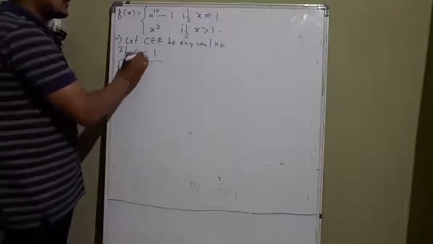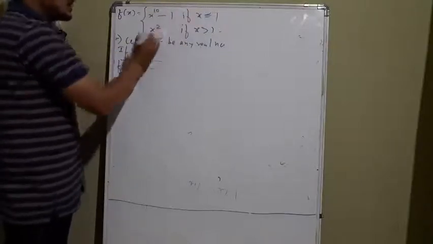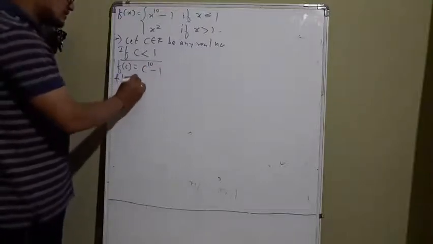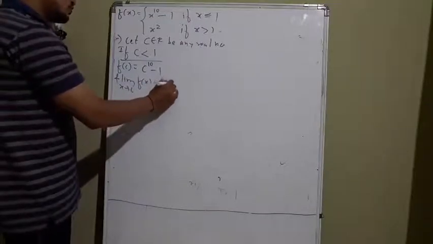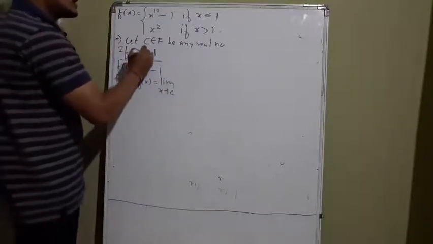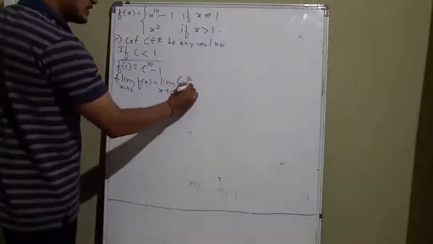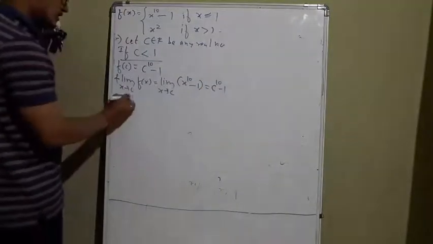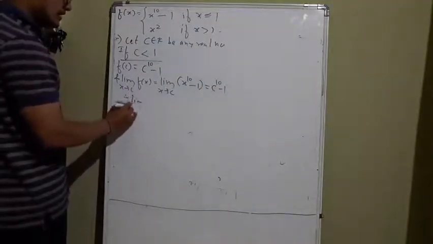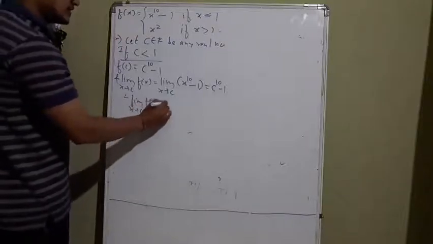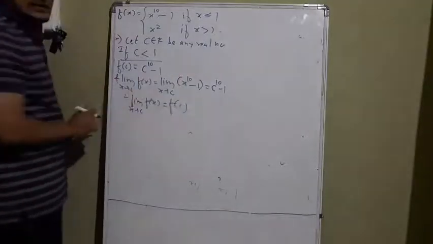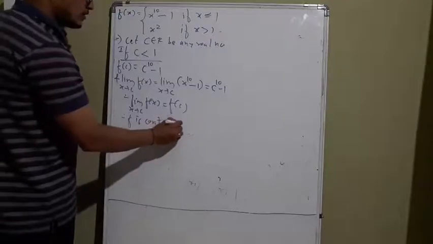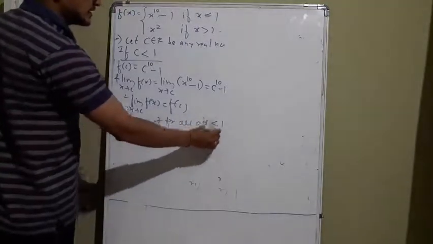So f of c is what? For less than 1 the function is x to the power 10 minus 1, so it is c to the power 10 minus 1. And limit x tends to c, f of x, for less than 1 the function is x to the power 10 minus 1. Substitute x as c, so c to the power 10 minus 1. Therefore limit x tends to c, f of x is equal to f of c. Both are equal. Conclusion: f is continuous for all points less than 1.